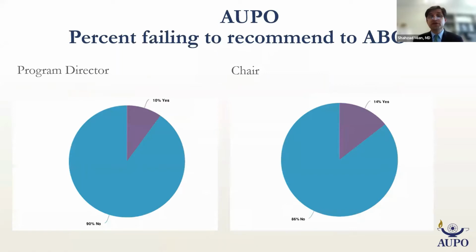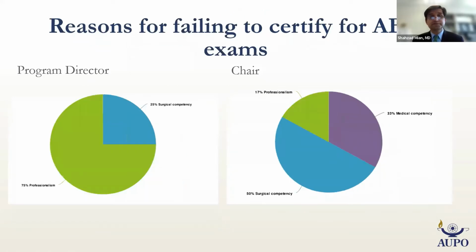In addition, the AUPO has spent some time looking at how program directors and chairs feel about their graduates and recommending them to the American Board of Ophthalmology. And as you can see from the slides here, 10 to 14% of the residents were not going to be recommended for certification by the American Board of Ophthalmology. And a good number of these, with 25% of program directors and nearly 50% of chairs saying, were due to surgical competency.